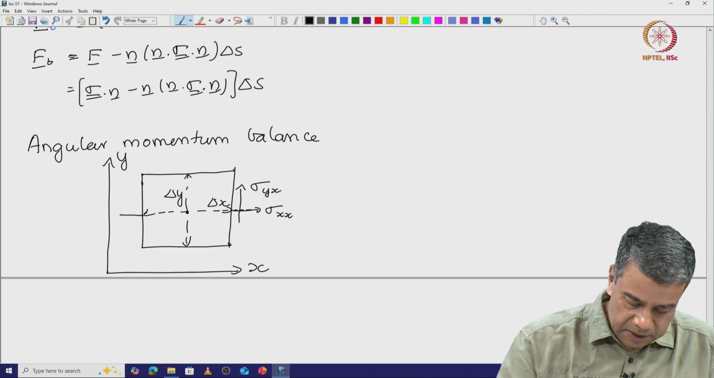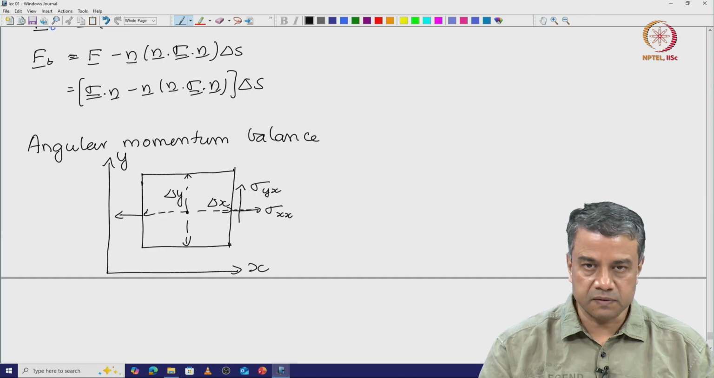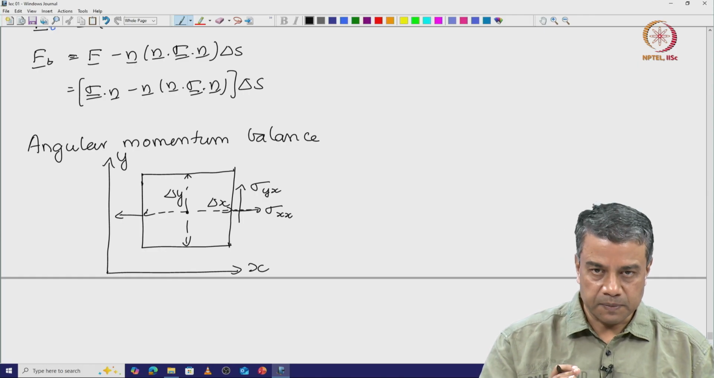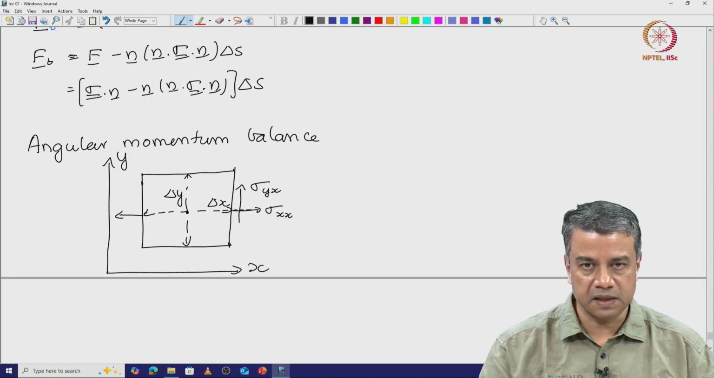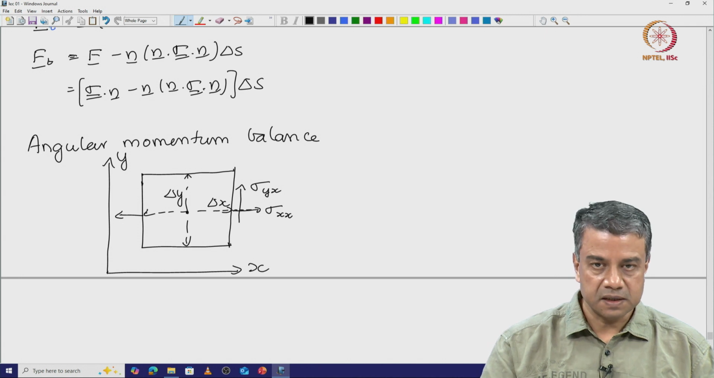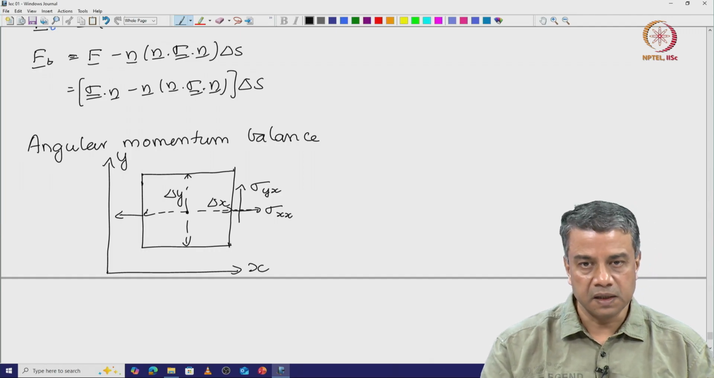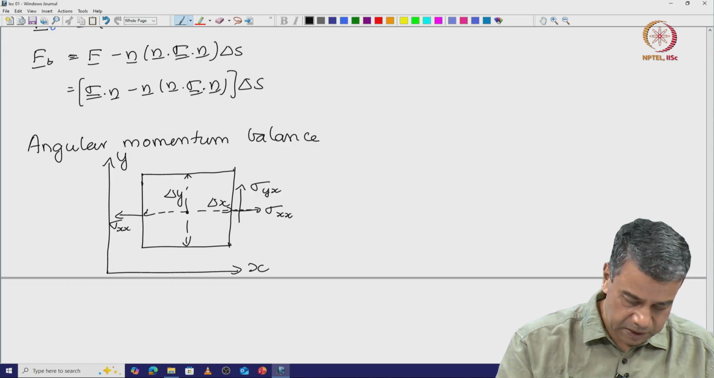On the opposite side, the direction of the unit normal changes and therefore, the direction of the force also changes. I told you that at a surface, if plus F is the force acting at a surface with outward unit normal in the plus x direction, minus sigma xx has to be the force acting on a surface with outward unit normal in the minus x direction, because forces have to be equal and opposite at surfaces. So, this is sigma xx at this surface.